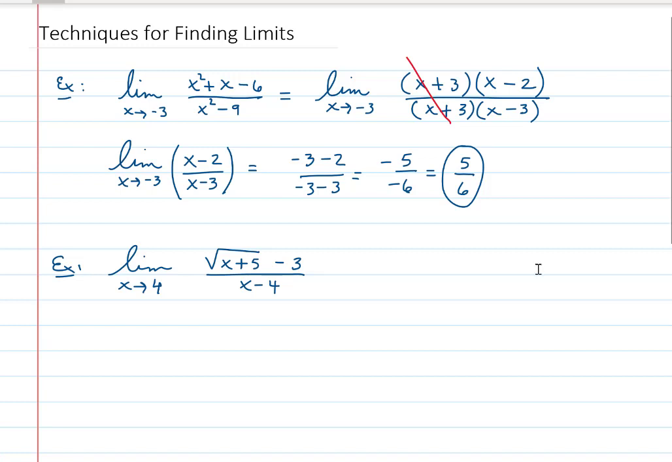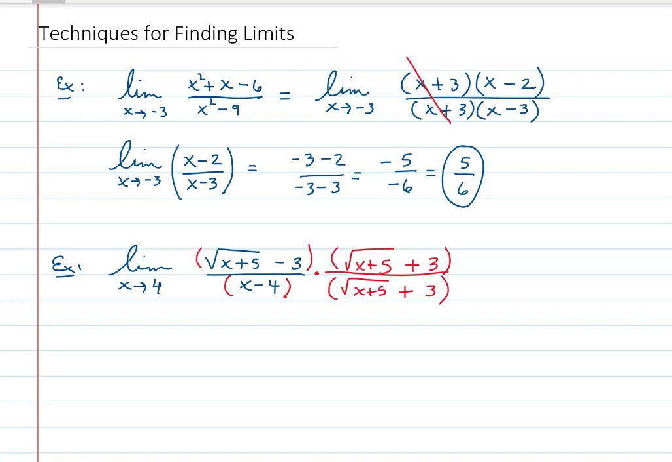Okay, so the idea here is we're going to multiply this function by the square root of x plus 5, and instead of minus, it's going to be plus. We're going to use the conjugate idea that we had in algebra when we were dealing with complex numbers. This is the idea of rationalization, and we're going to do the same thing on the bottom. Remember that whatever you multiply on the bottom, you have to do on the top, so that you don't change the expression.